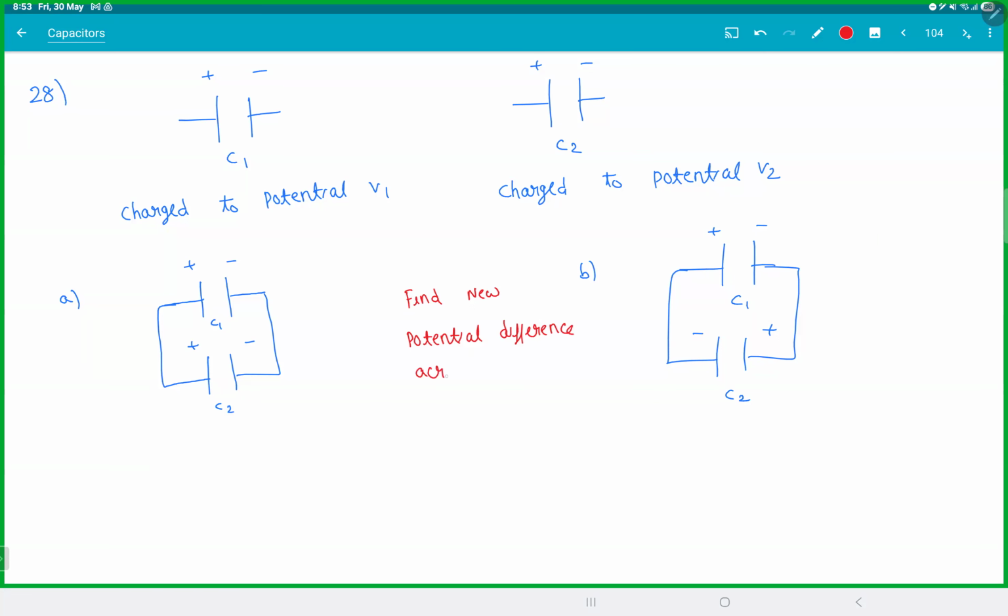This is a standard mains level question. I hope the question was clear. You took two capacitors and connected their positive terminals and negative terminals. Then you took two capacitors and connected the positive to negative and negative to positive: the same polarity and reverse polarity. Find the new potential difference after connecting them. Try. You got 2 minutes. Instead of giving charge, sometimes they'll give you potentials.